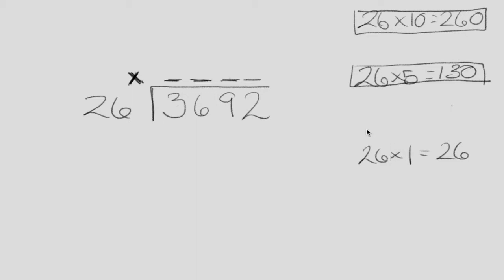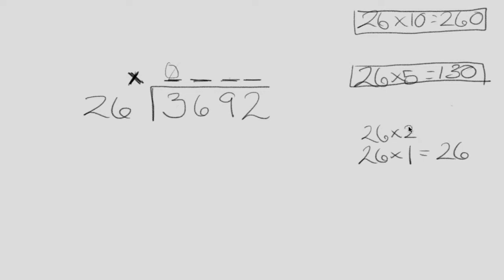Let's go back and look at our division problem. How many times can you take 26 out of 3? 0. You know that. How many times can you take 26 out of 36? And now we're going to go look at our table here. 36, well, 1 times 26 is 26. Let's check 2 times 26.